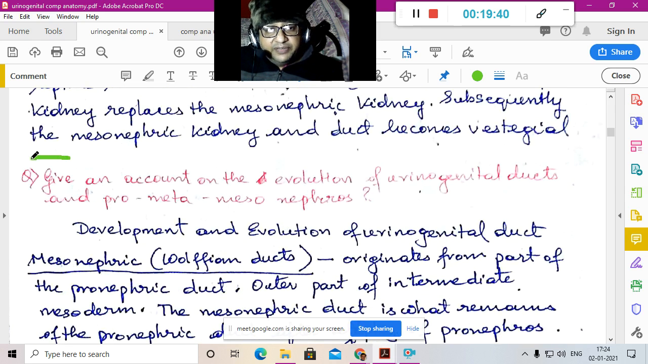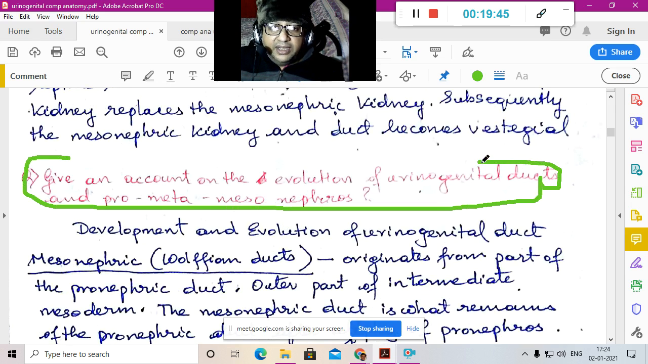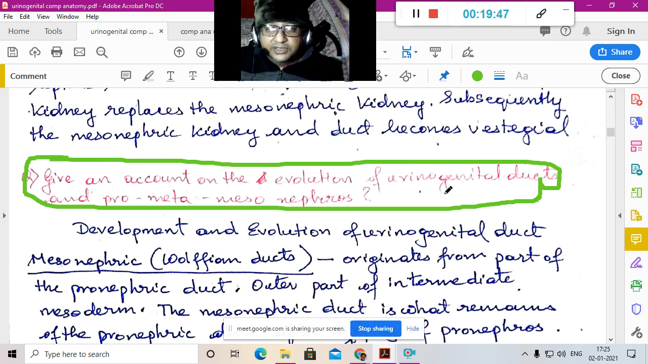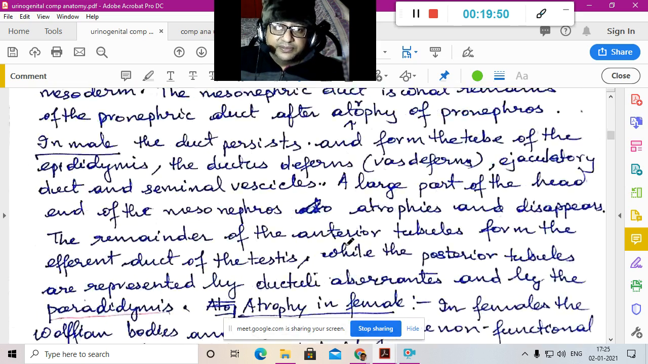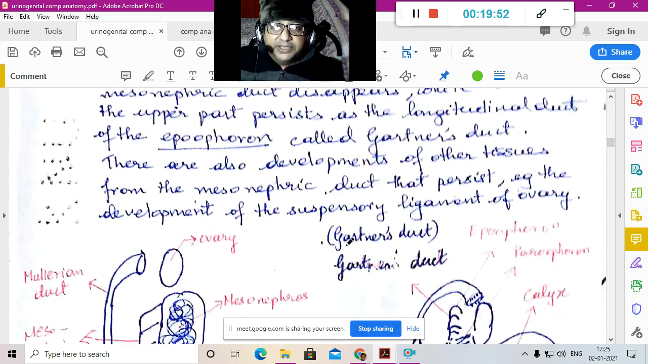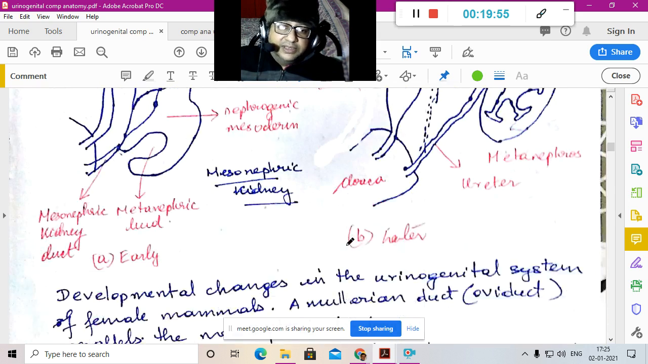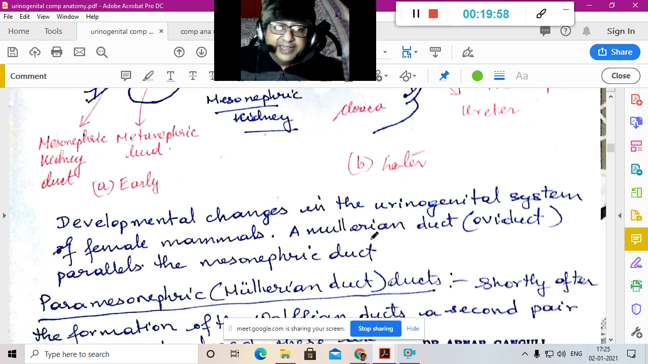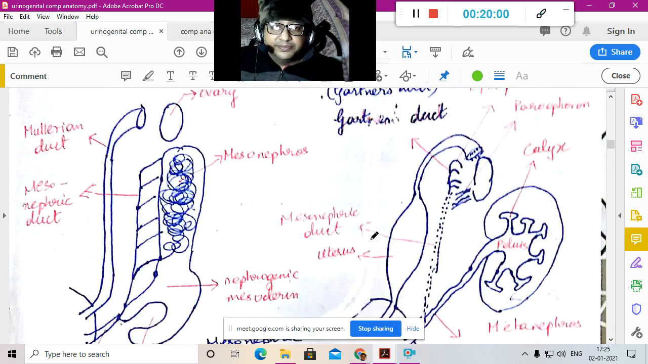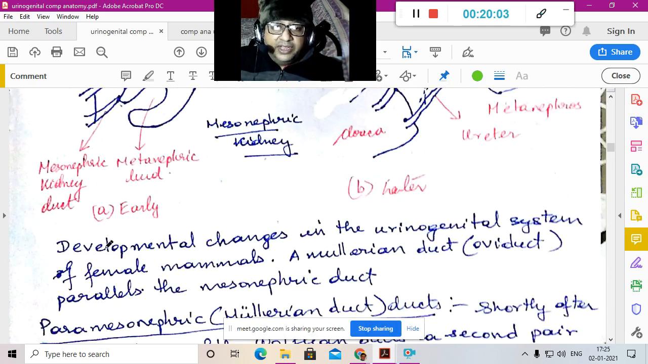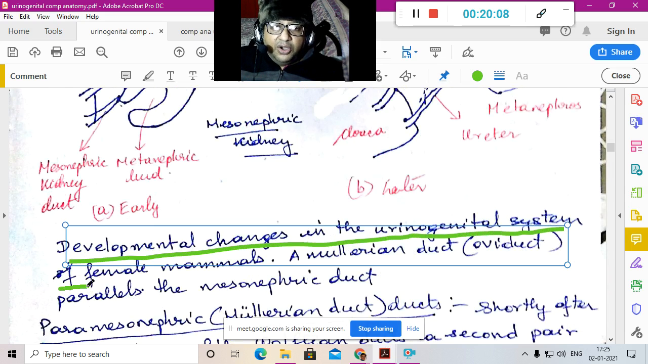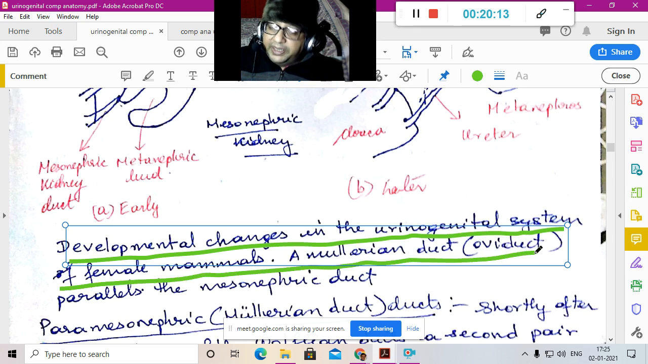Now the question comes: give an account of the evolution of urinogenital ducts and pro-, meta- and mesonephros. This particular question comes. So let us have a look at this picture. This is the very famous picture from Kent. We are talking about developmental changes in the urinogenital system of female mammals. A Mullerian duct, which later becomes the oviduct, parallels the mesonephric duct.